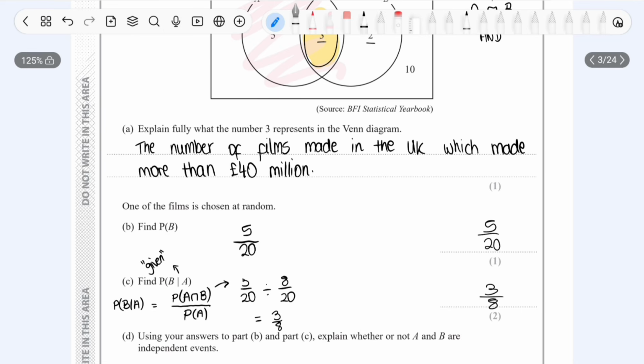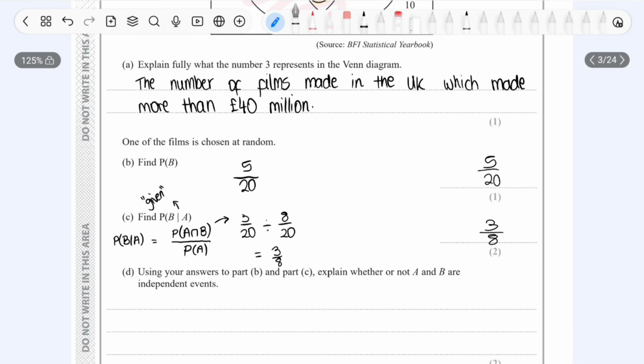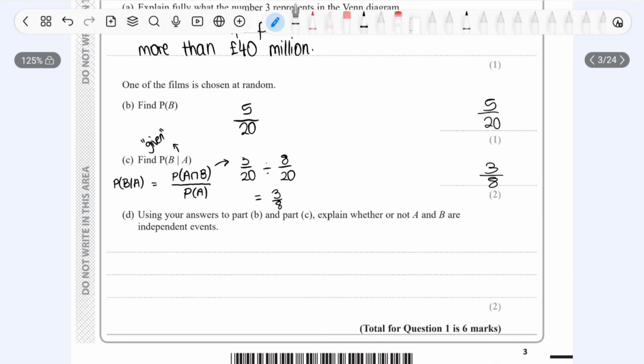However, this is a more soundproof method. It's more likely to get you the marks because it's showing you're using the formulas.